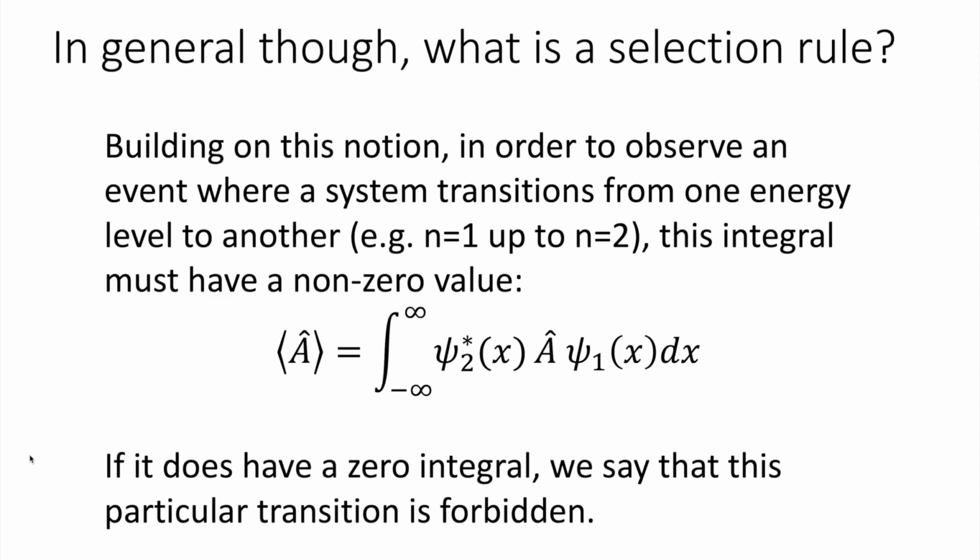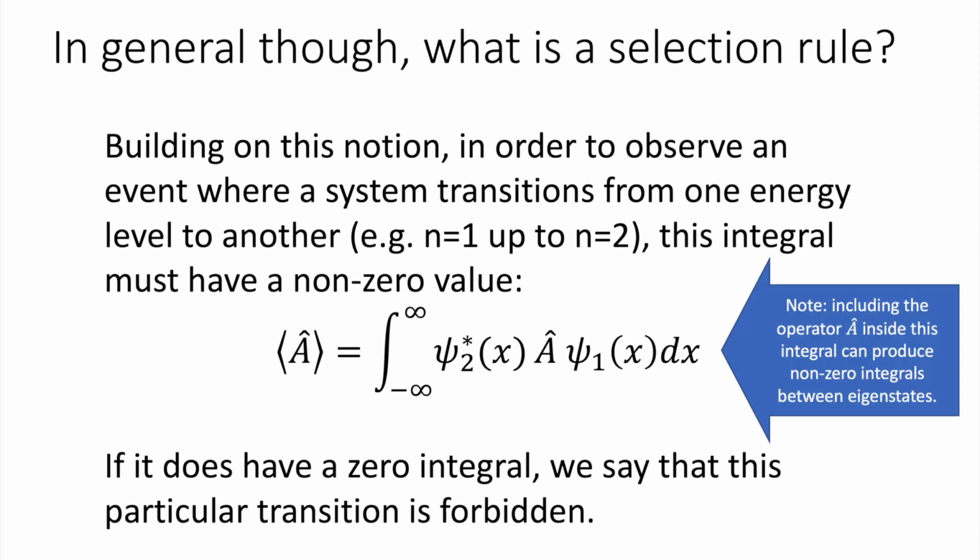Like, let's say this integral gave us 0. Well, then we would say we're unable to observe a transition from state n equals 1 to state n equals 2. We say that's forbidden. And I put this little note in here because I want to make absolutely sure that everyone notices, right, that we have psi 1 and psi 2, and we have the operator here, right?